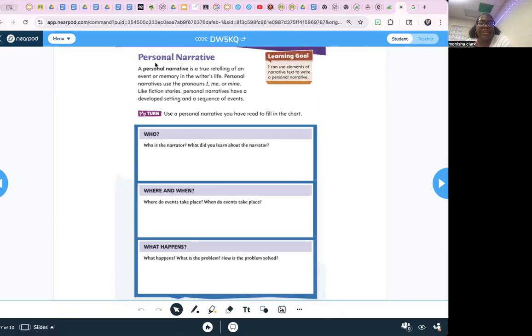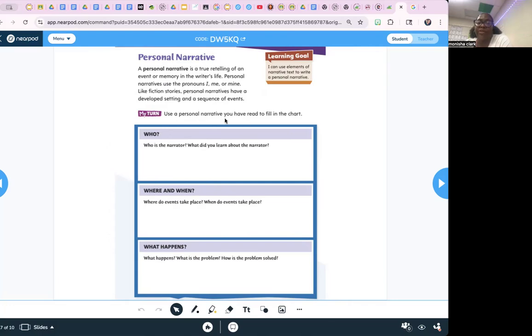Now, personal narrative. A personal narrative is a true retelling of an event or memory in a writer's life. Who's going to be the writer here? You're going to be the writer. So I want you to think back on a memory or an event in your life. Personal narratives use pronouns I, me, or mine. Like fiction stories, personal narratives have a developed setting and sequence of events.